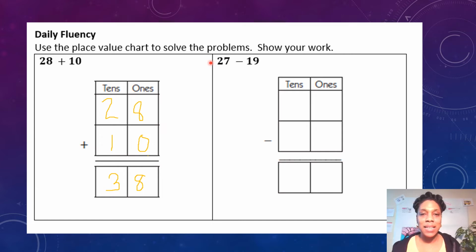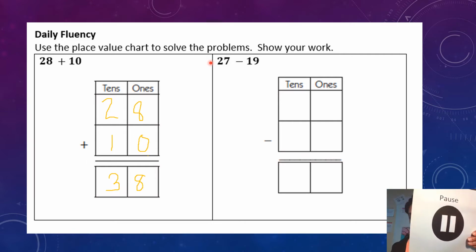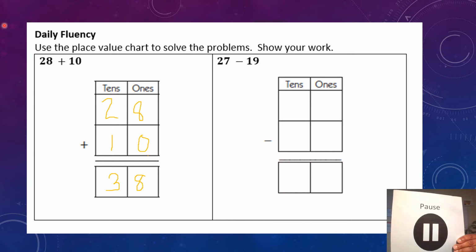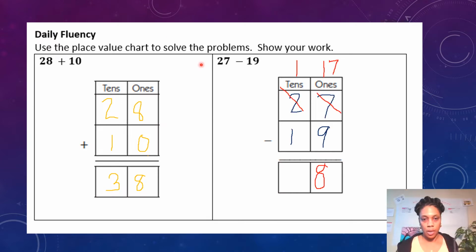27 minus 19. Please press pause. Now we're looking at the problem 27 minus 19. I've taken it from its horizontal form and I've put it into its vertical form, going up and down, making sure to line up my ones and my tens. So let's look at this. 27 minus 19. When I go to the ones place, I see I have 7 minus 9.